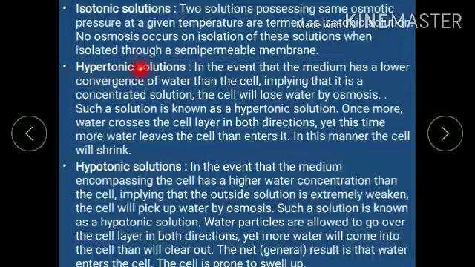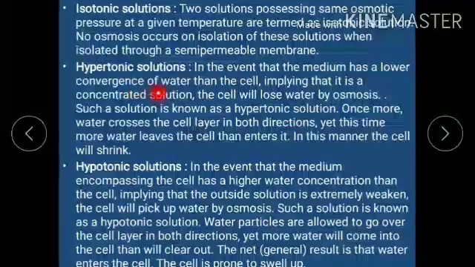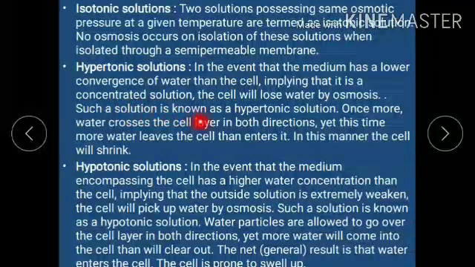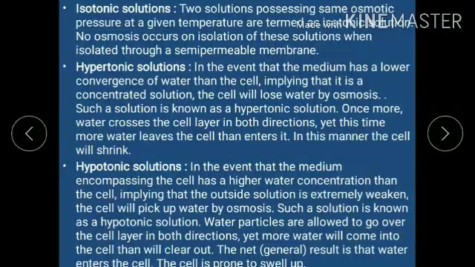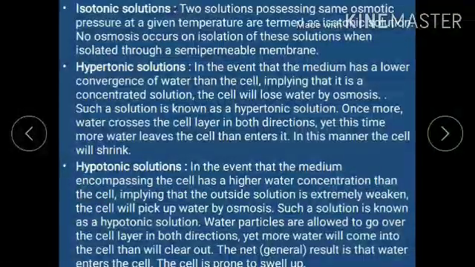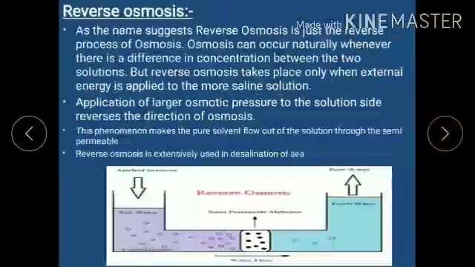Okay, hypertonic solution: in the event that the medium has a lower concentration of water than the cell, implying that it's a concentrated solution, the cell will lose water by osmosis. Such a solution is known as a hypertonic solution. Hypotonic solution: in the event that the medium encompassing the cell has a higher water concentration than the cell, it is called a hypotonic solution.